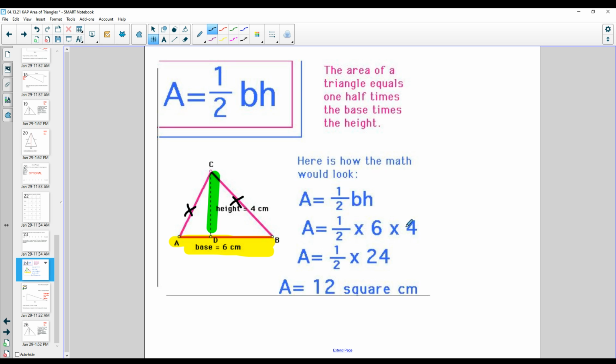So what's base times height? 6 times 4 is 24. Half of 24 is 12. Another way you could have done it is this way, because I do have some kids who solve it this way. I'll be honest, I solve it this way. Half of 6 is 3. 3 times 4 is 12, because you're doing half a base times height.